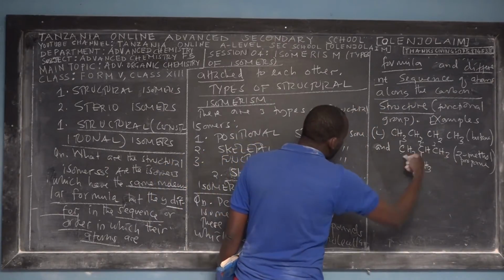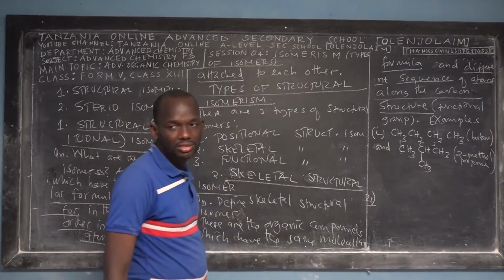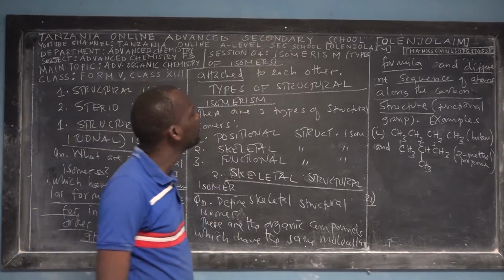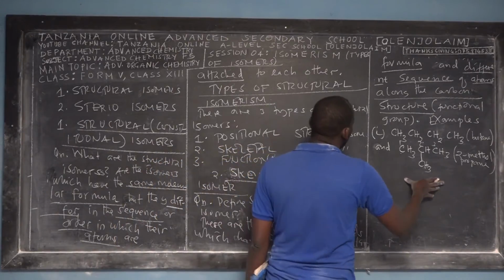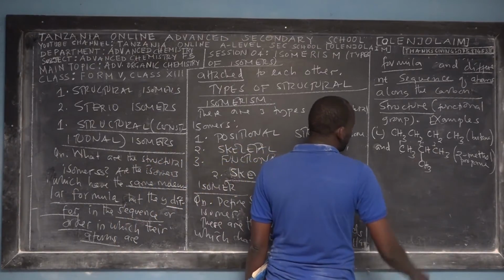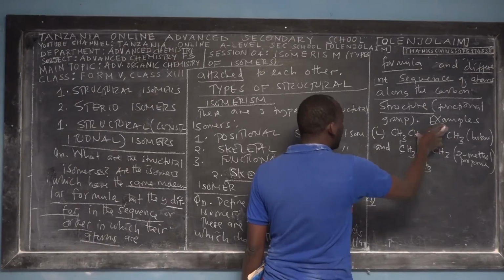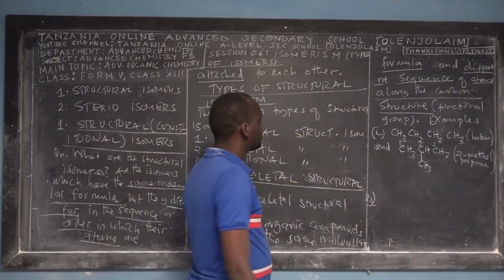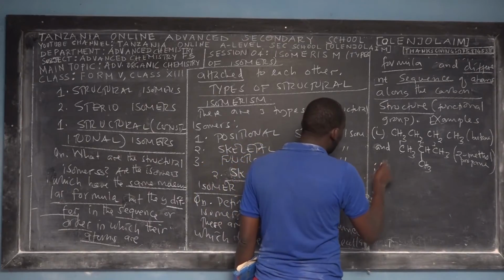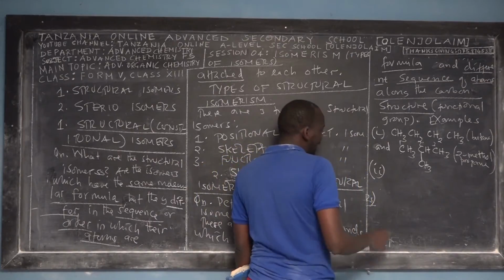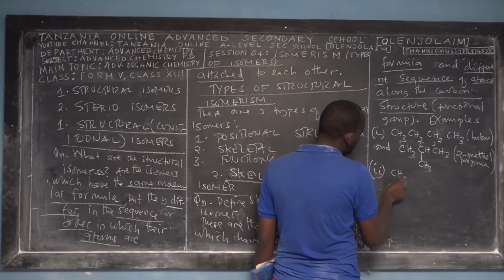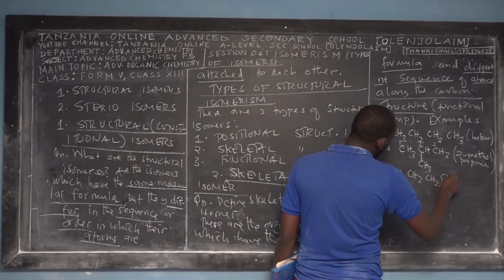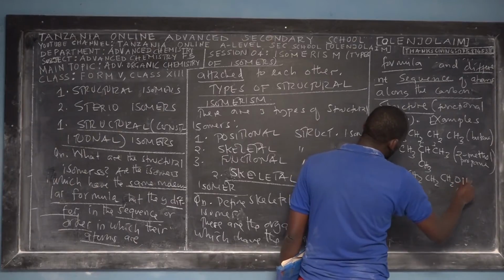So same molecular formula, 4 carbons, 10 hydrogens, but the arrangements of the atoms along the carbon structure is quite different. Here you have attached group, here you have no attached group. Right? All together. The second example again, we can have another functional group, which is CH3, CH2, CH2, and then CH2OH.